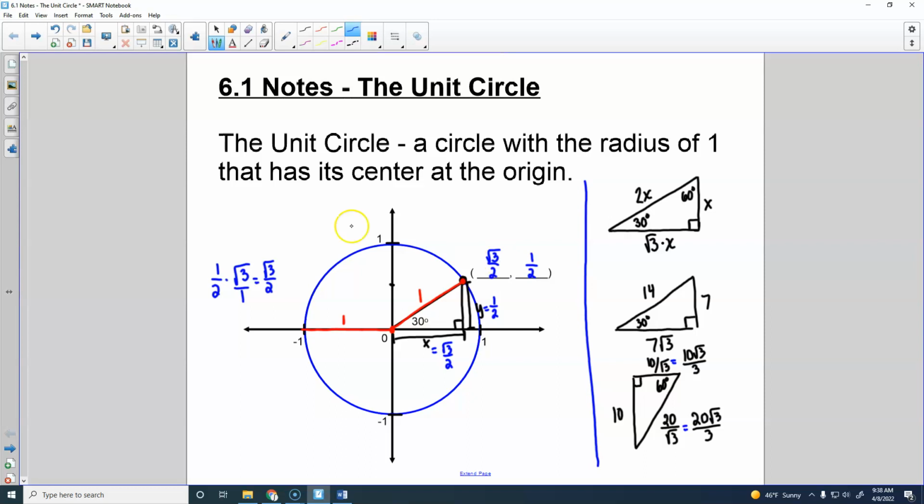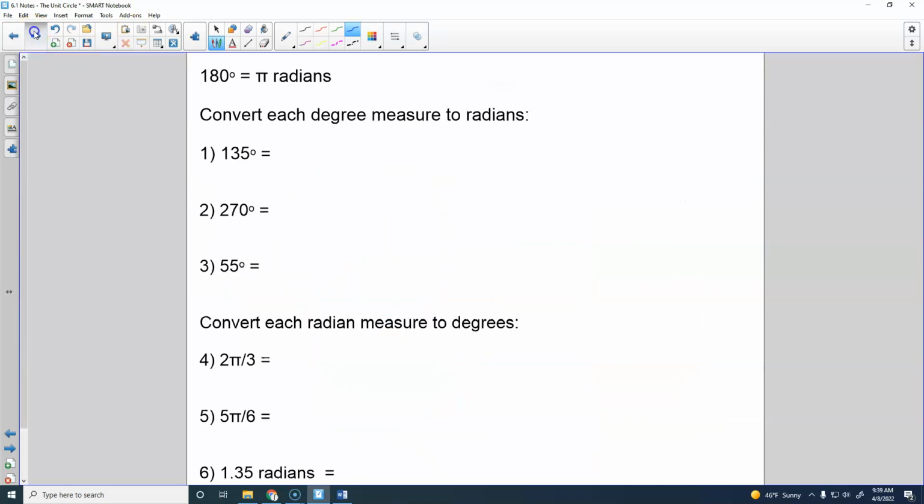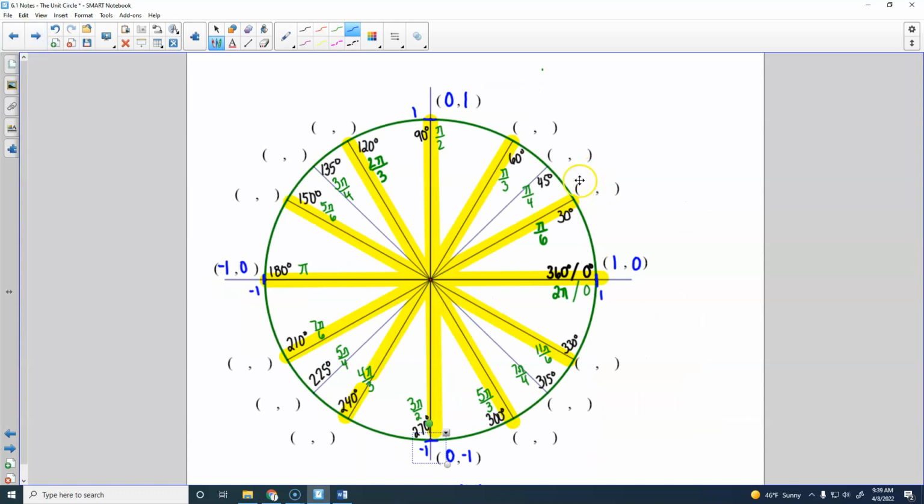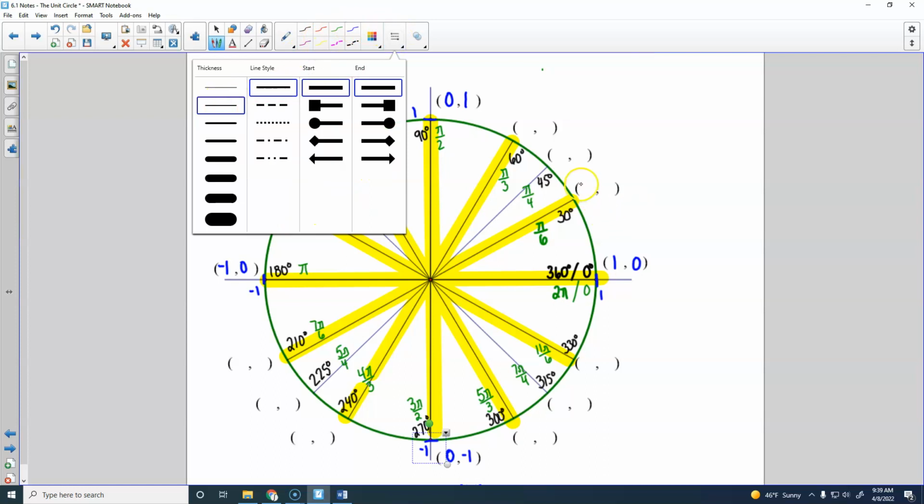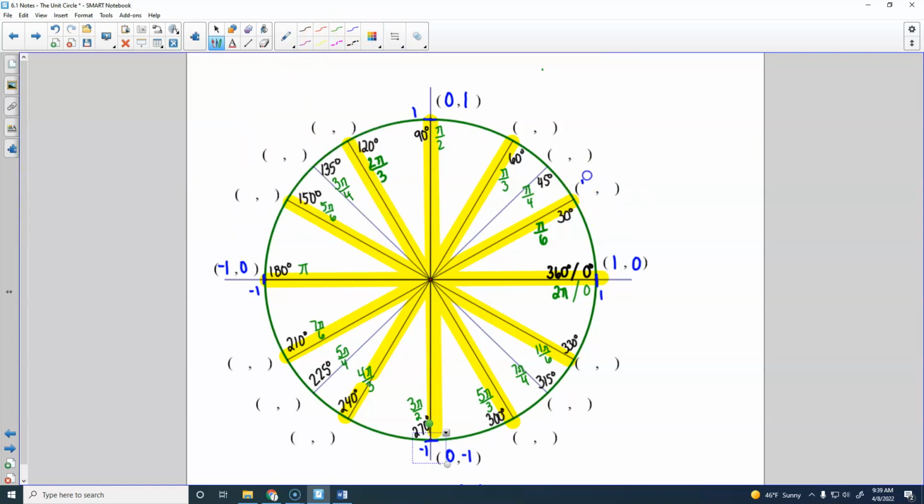Okay, so let's go over to our unit circle. Let's add those points right there. So at 30 degrees, we have the x-coordinate is square root of 3 over 2. The y-coordinate is 1/2.